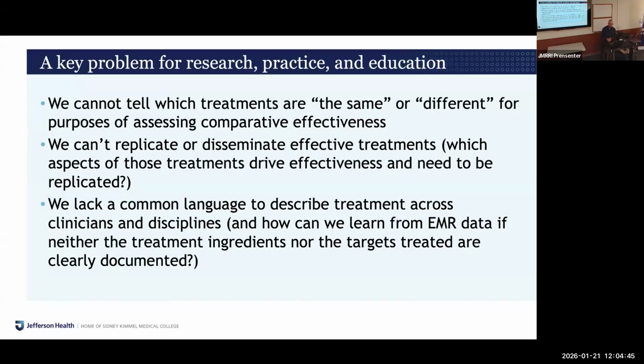So we would argue that this is a key problem for research, practice, and education in rehabilitation. We can't tell whether two treatments are the same or different because we don't know what that means. So we can't meaningfully compare them. We can't replicate or disseminate effective treatments because we don't know what parts of those treatments need to be disseminated in order to remain effective. And we lack a common language to describe treatment across clinicians and disciplines.